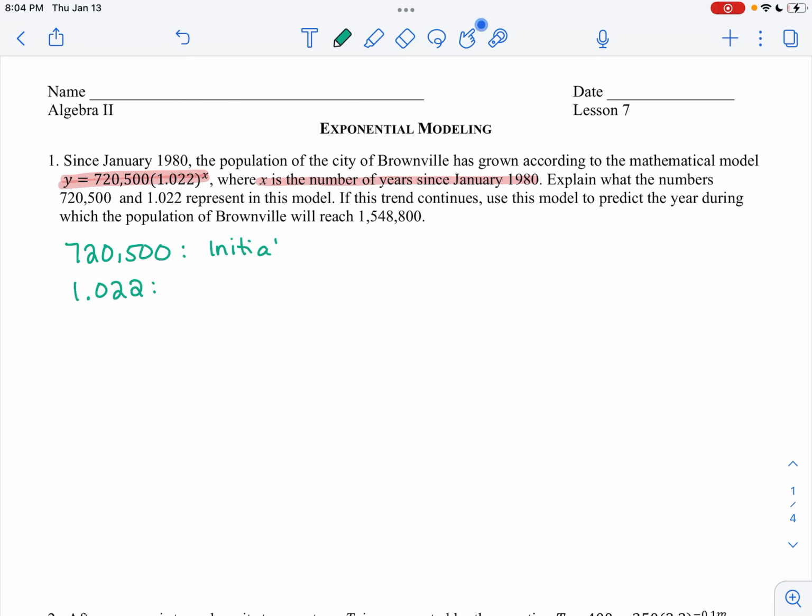So the initial population of the city of Brownville. You could even say initial population of Brownville in January 1980 if you want to, since they did give you context to know exactly when. But if you also just wrote the initial population of the city of Brownville, that would be correct as well.